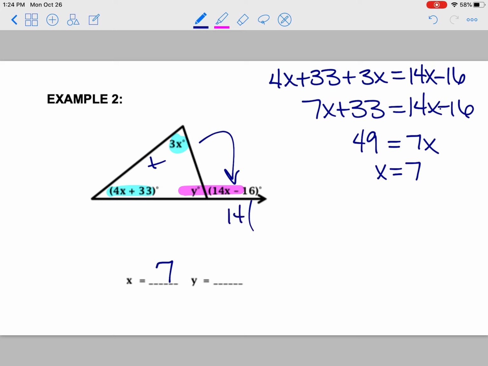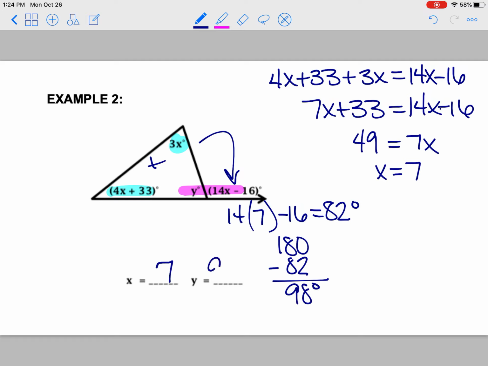So let's go ahead and do that. If we say 14 times 7, because that's our x, minus 16, that gives me 82 degrees. But that one is our exterior angle. To get y, we subtract from 180, and that gives us 98 degrees.